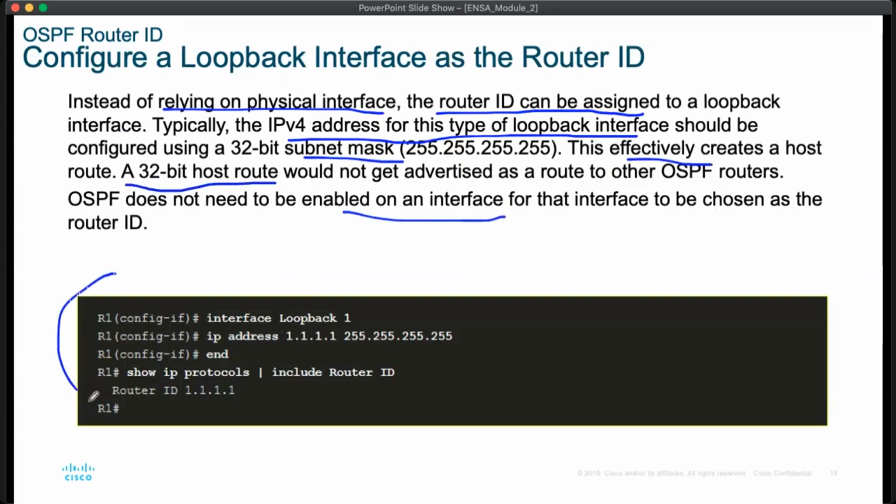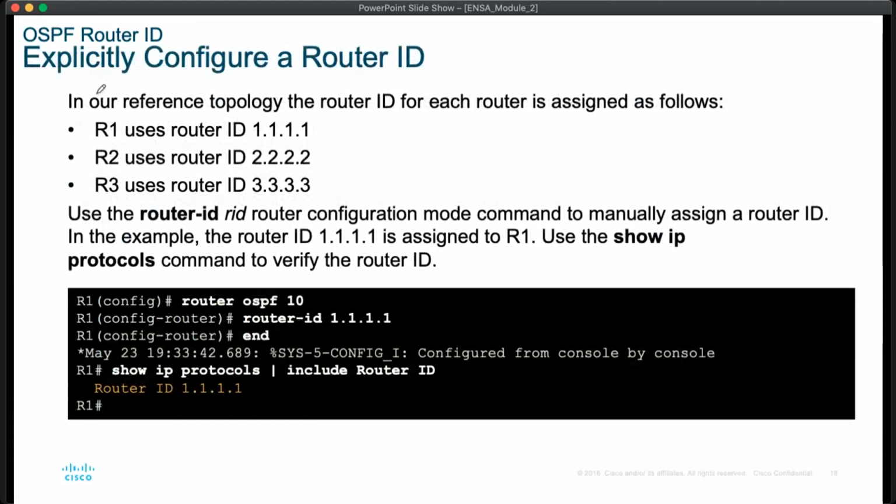Okay, here's the example. Explicitly configure the router ID. In our reference topology, the router ID of each router is assigned as follows. So we have router ID 1 like this, 2 and 3 like this. Use the router-id command in router configuration mode to manually assign a router ID. In the example, the router ID 1.1.1.1 is assigned to R1. Use the show ip protocols command to verify the router ID.